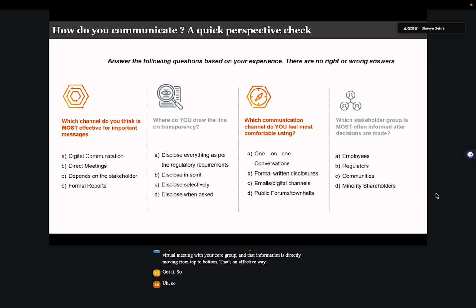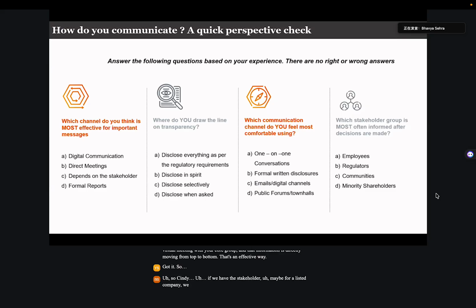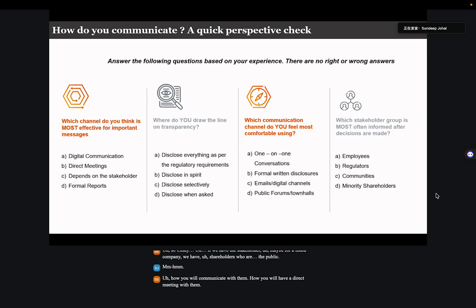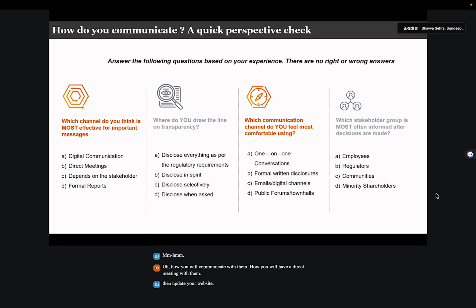So, Sandeep, if we have the stakeholder, maybe for a listed company, we have shareholders who are the public. How will you communicate with them? Will you have a direct meeting with them? Or update your website? If I have money invested in your company, I will look at it.